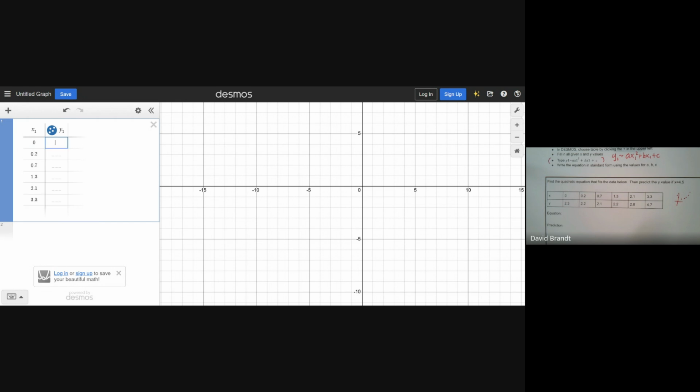Then the Y values are going to be 2.3, 2.2, 2.1, 2.2, 2.8, and 4.7.